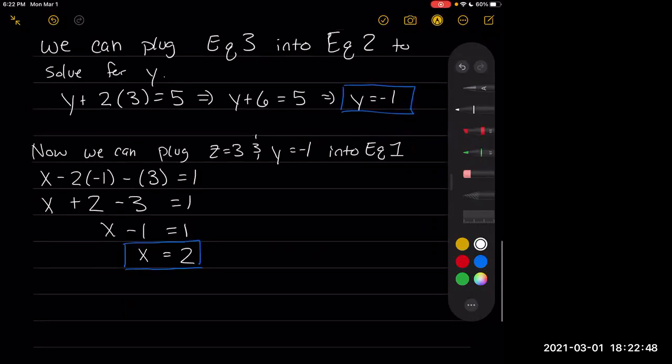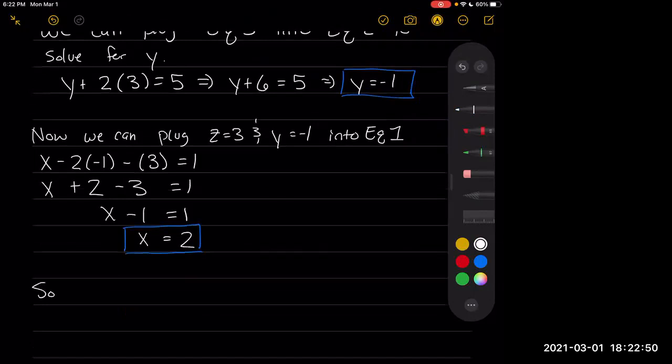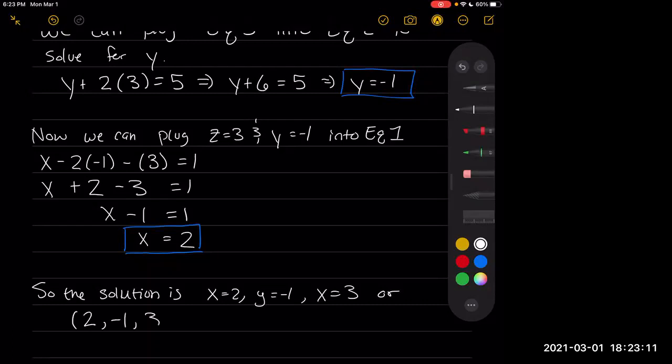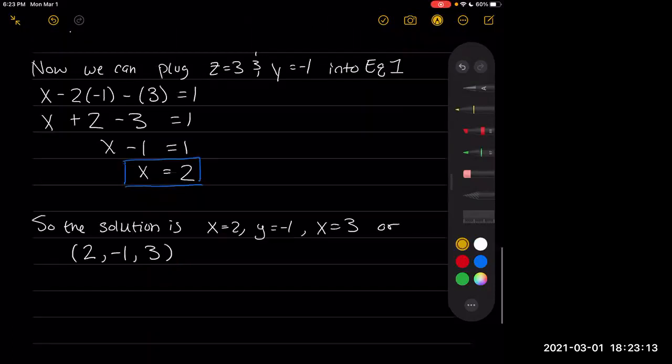So the solution is x equals 2, y equals negative 1, z equals 3, or in that nice triple, we used ordered pairs last time. Now we're going to use an ordered triple, with our 2, -1, 3, where this is our X, Y, and Z placement.